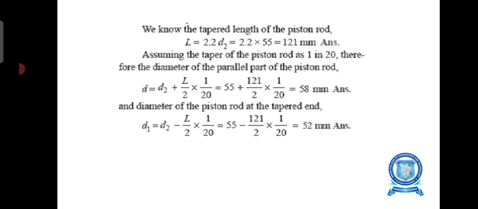And the diameter of the piston rod at the tapered end, D1 equal to D2 minus L by 2 into 1 by 20. D2 we know is 55 and L equal to 121. After substituting these values we can get D1 equal to 52 millimeter.